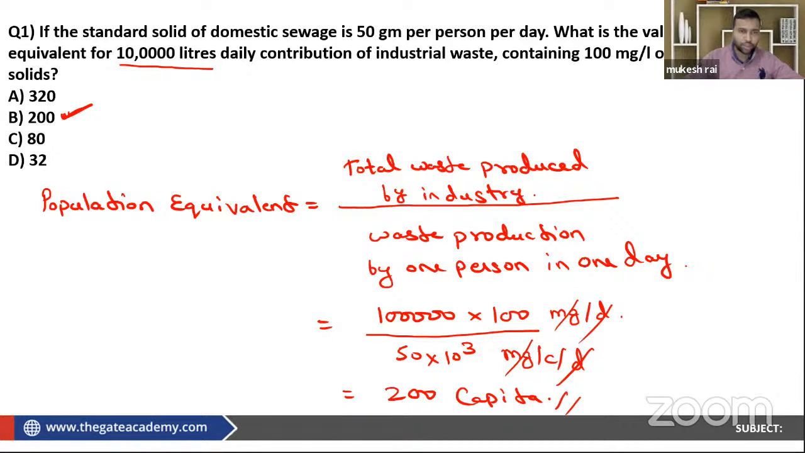Now this question is somewhat easy as compared to the other questions. That is the first question of today's session, so it is a very easy question. Now we will solve another question. Any doubt in this question?